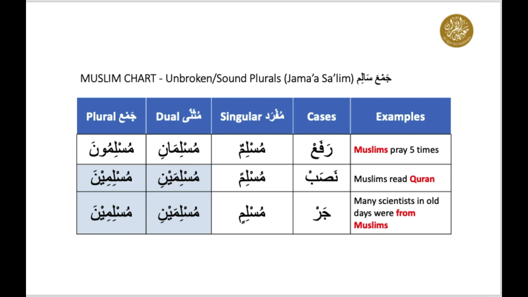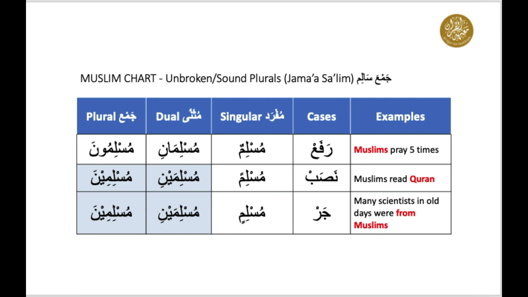Let's look at the changes from singular to dual to plural. Muslimun, Musliman, Muslimin. Muslimun is rafa status. Musliman is nasab status. Muslimin is jar status. Muslimun has got dhamma. That's why it's called marfu or rafa status. Musliman has got fatah. That's why its i'rab is mansub or nasab status. Muslimin has got kasra. That's why its i'rab is majroor or jar status.